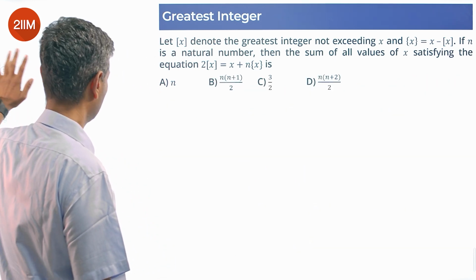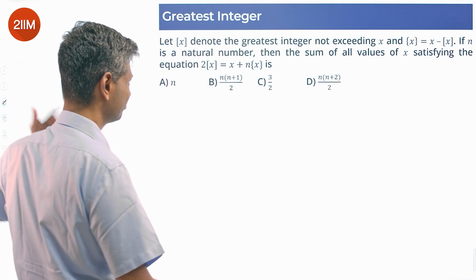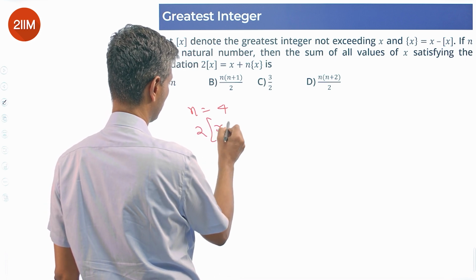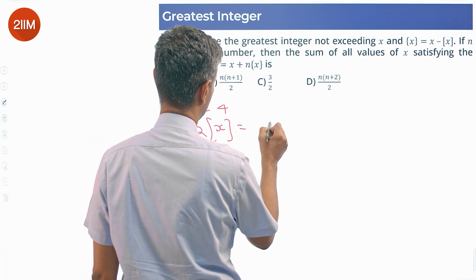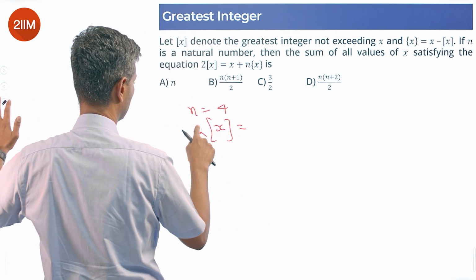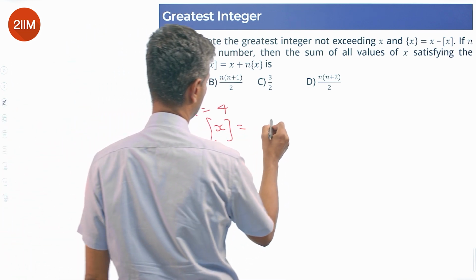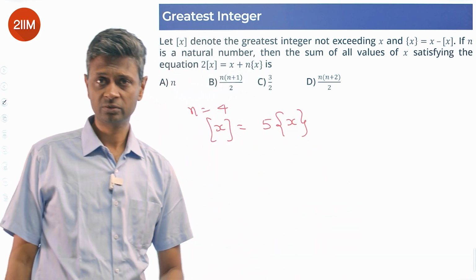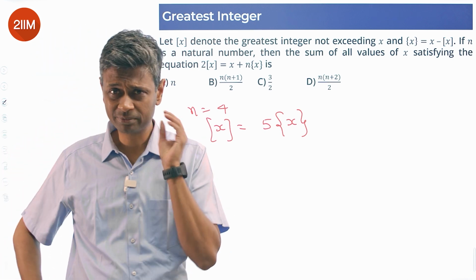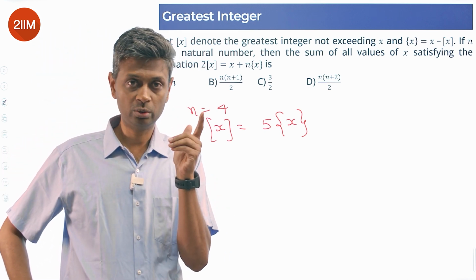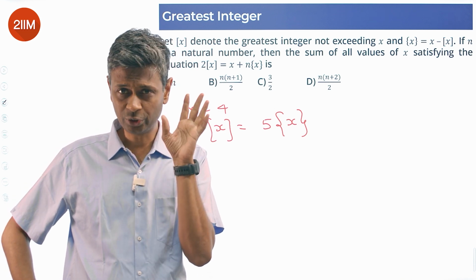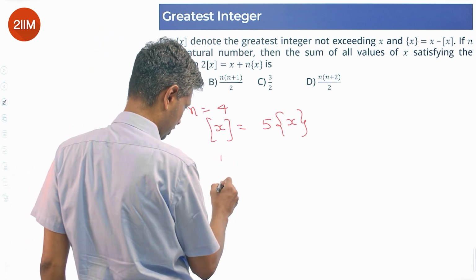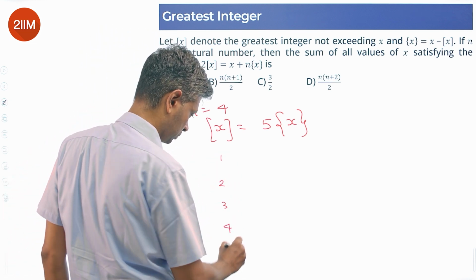Let's grab on and put n equal to 4. 2 into greatest integer of x equals, so you've simplified this, greatest integer of x equals 5 times decimal part of x. 5 times decimal part of x cannot be 5. That should be less than 5: 0, 1, 2, 3, 4. If we ignore 0, we're only thinking about 1, 2, 3, 4. So this can be 1, this can be 2, this can be 3, this can be 4.